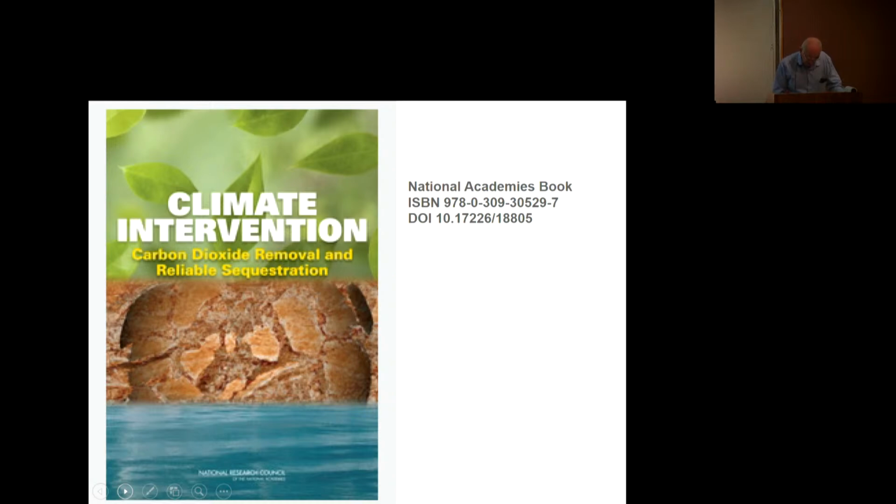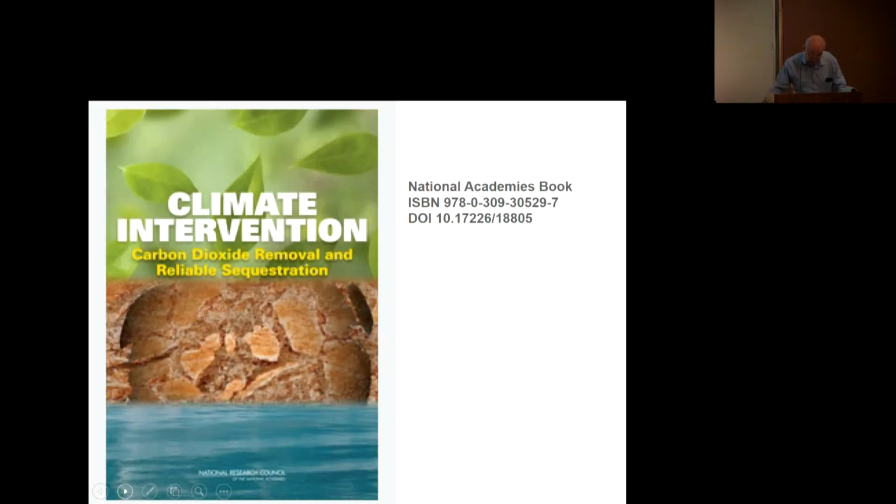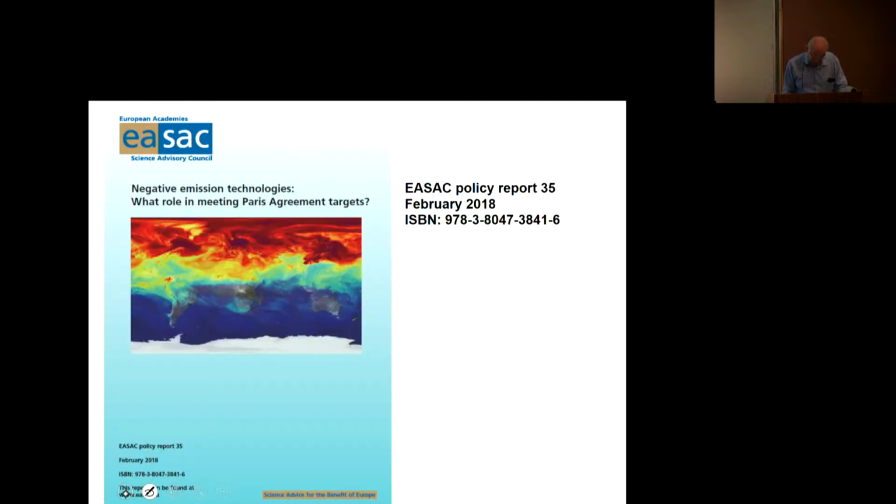Now, this was controversial up until about 9 years ago. And then people noticed that this was an issue. So the various national academies all over the world came out with reports basically saying, okay, here are some ways to do carbon dioxide removal. And just to show that the Europeans are not far behind, they wrote a report about 5 years ago on negative emissions. So it's now reached a point that people are realizing this has to be done.